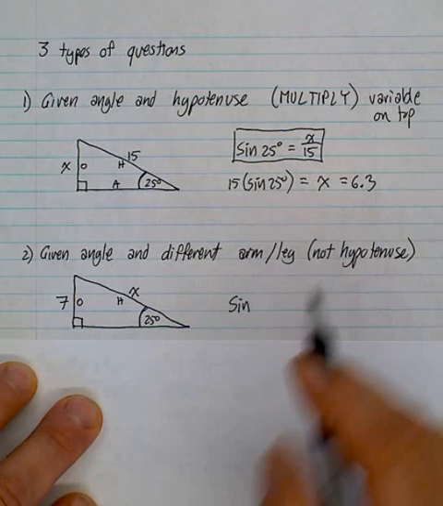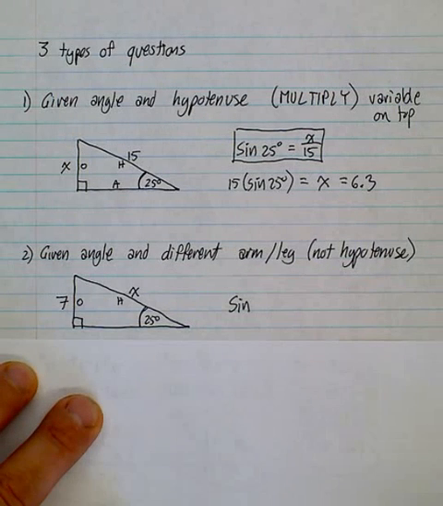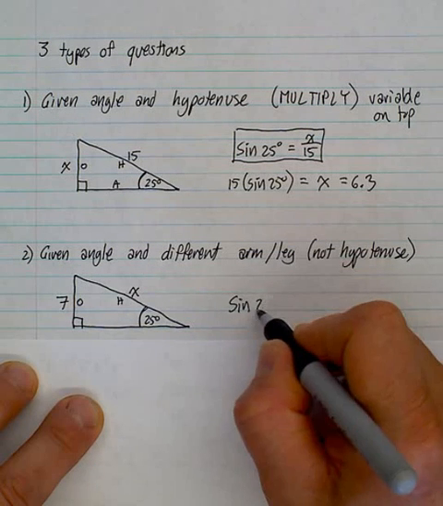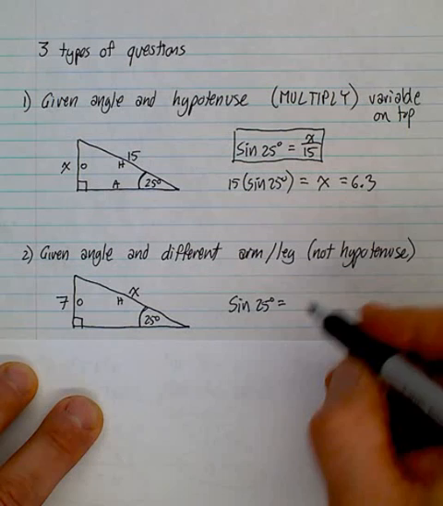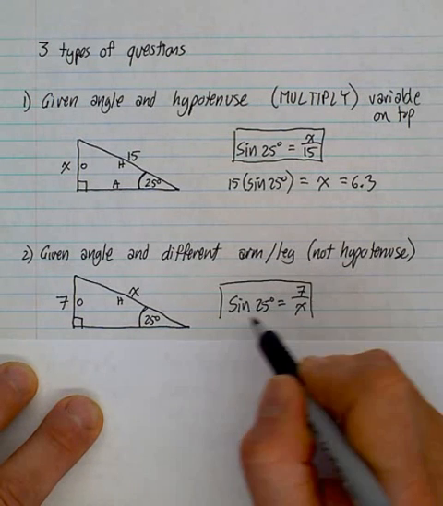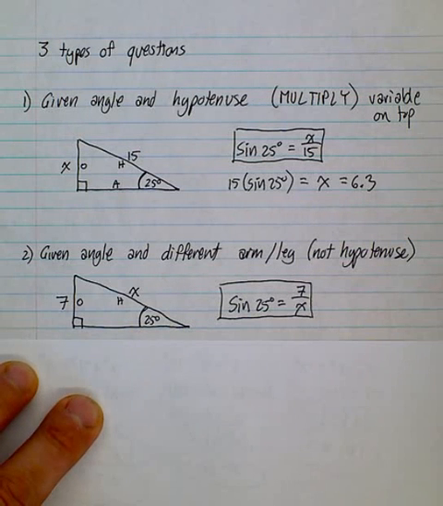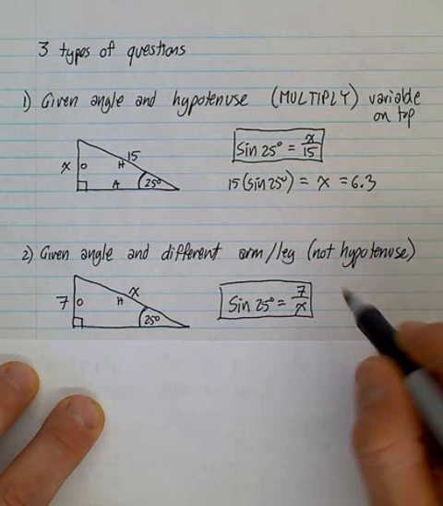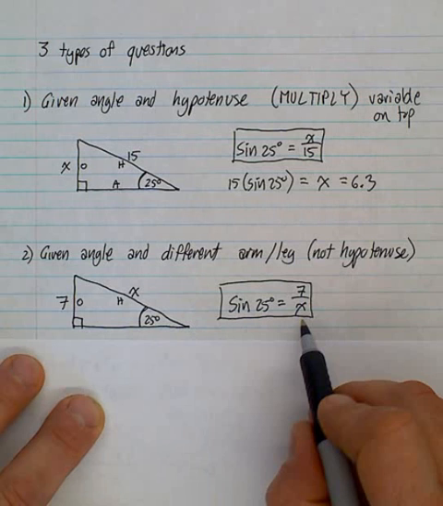Now this works for any of the trig ratios. I'm just using sine as an example for each of them. So sine 25 degrees is now 7, the opposite over the hypotenuse. Again, you need to set up this ratio for every question. Now notice that in this case, the variable is on the bottom.